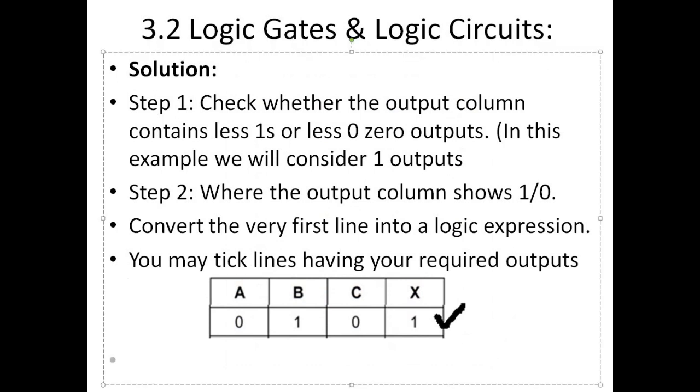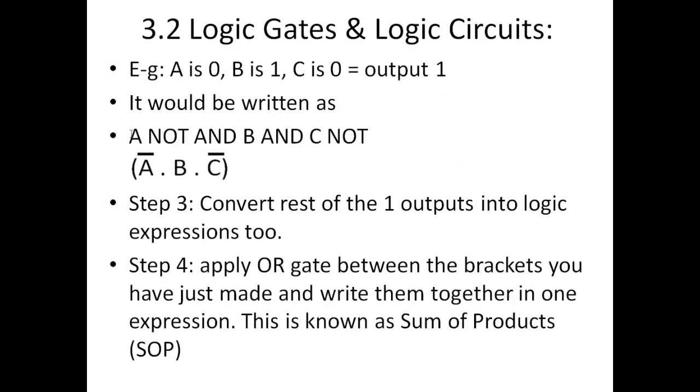Now how can I write it as a logic expression? Over here it's A naught because A is 0, then I have B, and then I have C naught. And what do I write between these? I would apply an AND gate between these three always. If the output column is having 1, then between these inputs we are going to apply the AND gate. So you can simply write it like this as well.